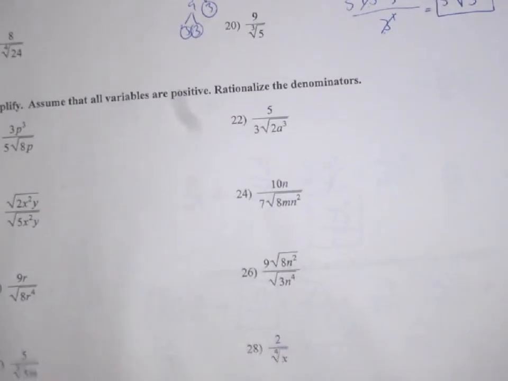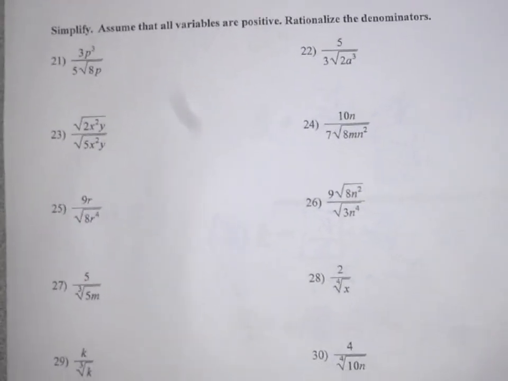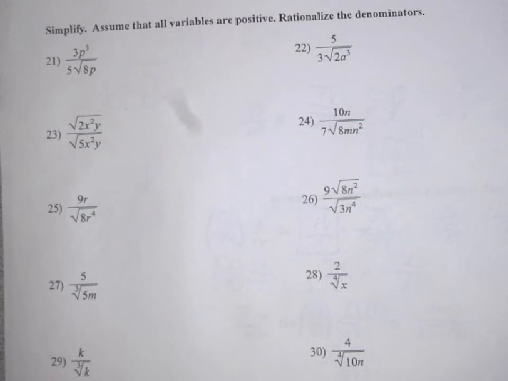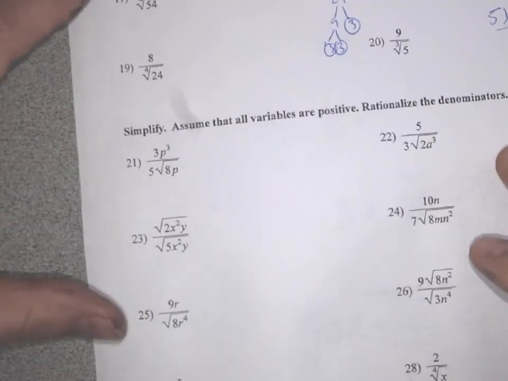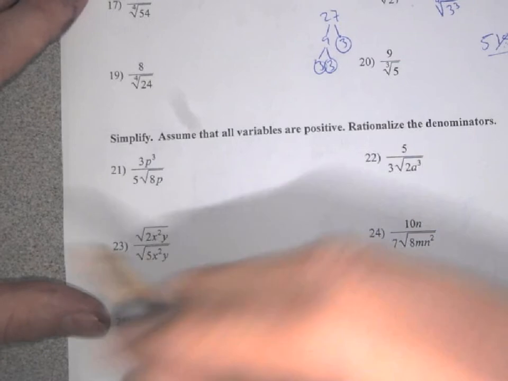Okay, let's look at some problems here from the bottom. So this looks a little scary. There's a lot going on here, but we have now all the tools that we need to be able to simplify those guys. So let's take a look at what we have. The first thing we need to do is simplify what's inside the root.